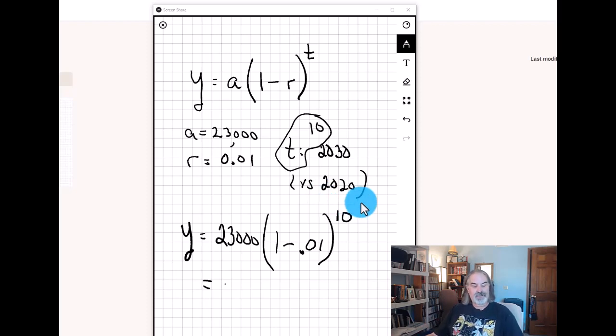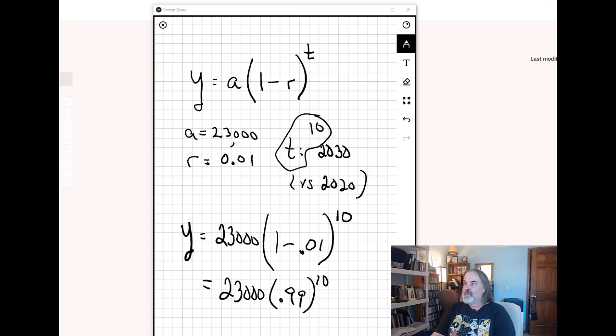And again, simplify this: 2,300 times 0.99 to the 10th. I'm going to run that through the magic number machine. You can do the same. Make sure you get the same thing. 2,300 times 0.99 raised to the 10.